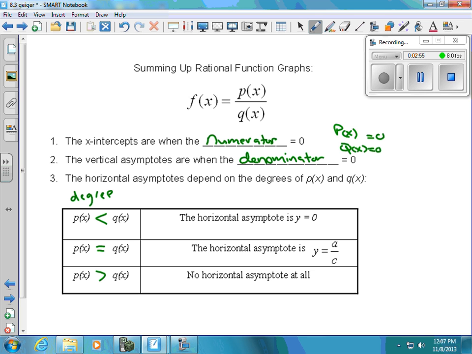If the degrees of p of x and q of x are the same, the horizontal asymptote is y equals a over c. We saw that one the other day when we had two linear functions for the numerator and denominator. It was a over c, so that carries true whether they're linear or not. And if the degree of p of x is greater than the degree of q of x, there is no horizontal asymptote at all. So please have this little summation of rational functions in your notes. It's going to help you out as you go through problems.